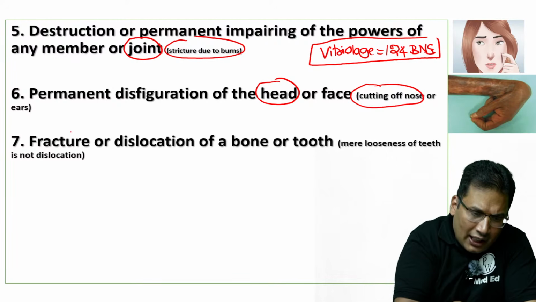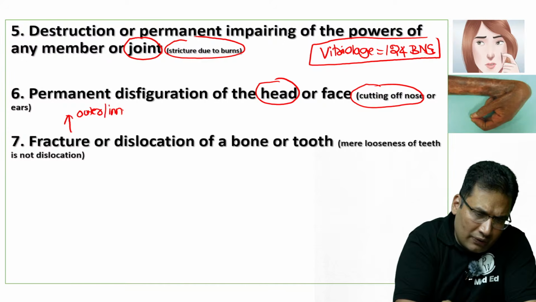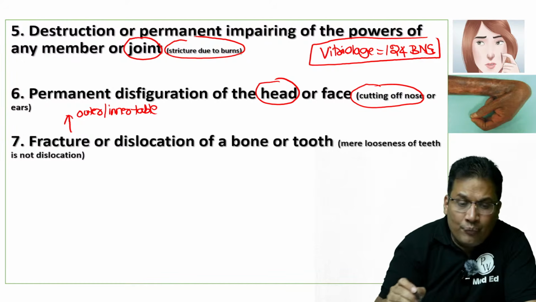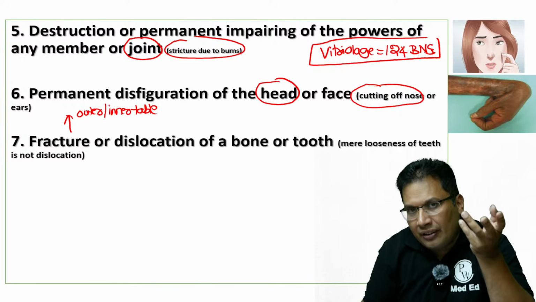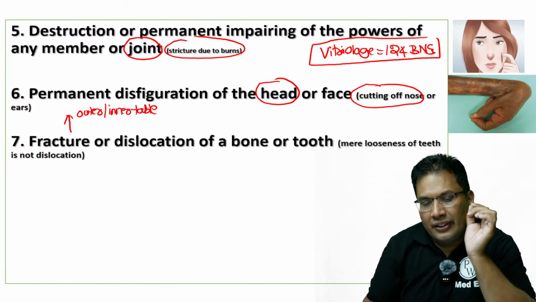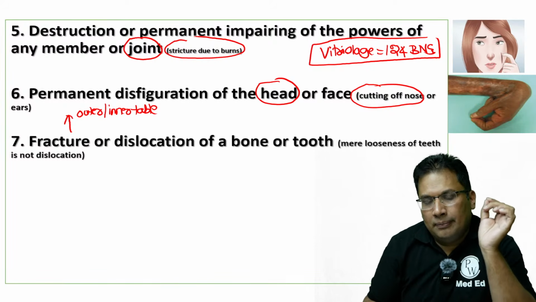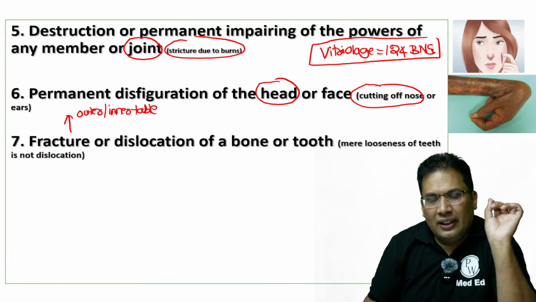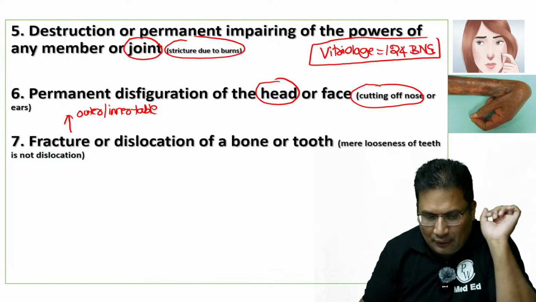The fracture can be an outer table fracture, or it can be an inner table fracture of the skull. Even an inner table fracture or hairline fracture can be grievous hurt. So this is the seventh, related to fracture and dislocation.